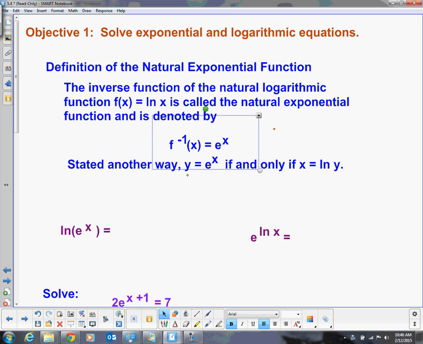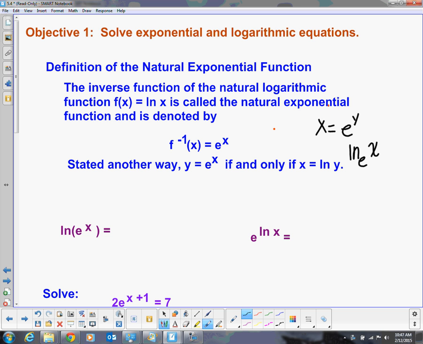They're saying that won't go away. They're saying that if f inverse of x is equal to e to the x, or if we say y equals e to the x, that's going to be true if and only if, switch your x's and y's. So I'm going to have x equals e to the y. Now we put this in log form. That's going to be natural log, base e of x equals y. So these two are inverses, bottom line.